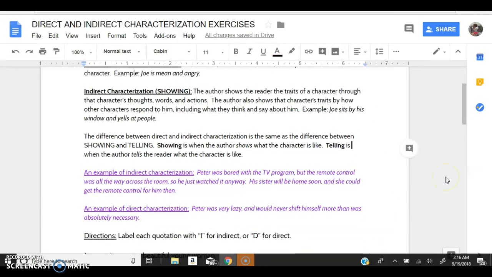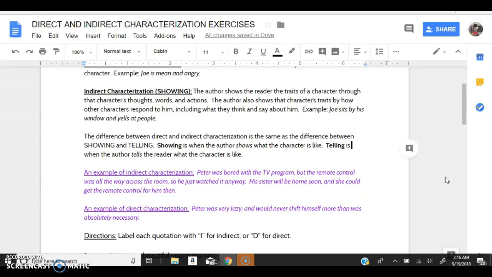Peter was bored with the TV program, but the remote control was all the way across the room, so he just watched it anyway. His sister will be home soon, and she could get the remote for him then.